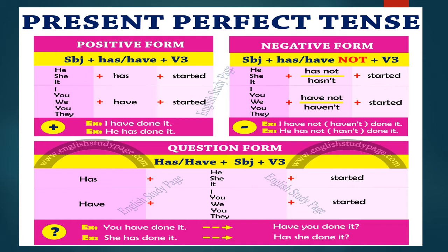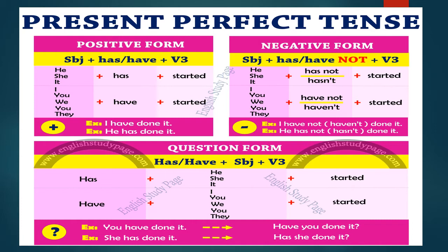For example, I have done it. It could refer to your homework, okay? He has done it. Here, done is the past participle of the verb do.